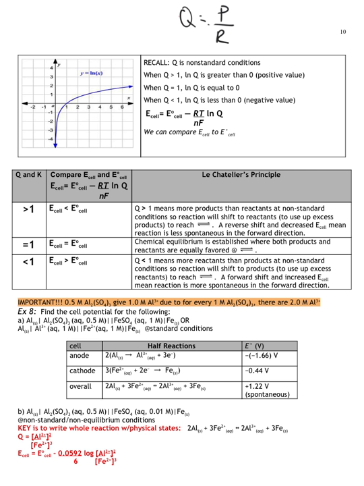In this next scenario, your Q is less than 1. Now, what would make it less than 1? Well, that means you're going to have a low Q. A low Q means there's low products and a lot of reactants.